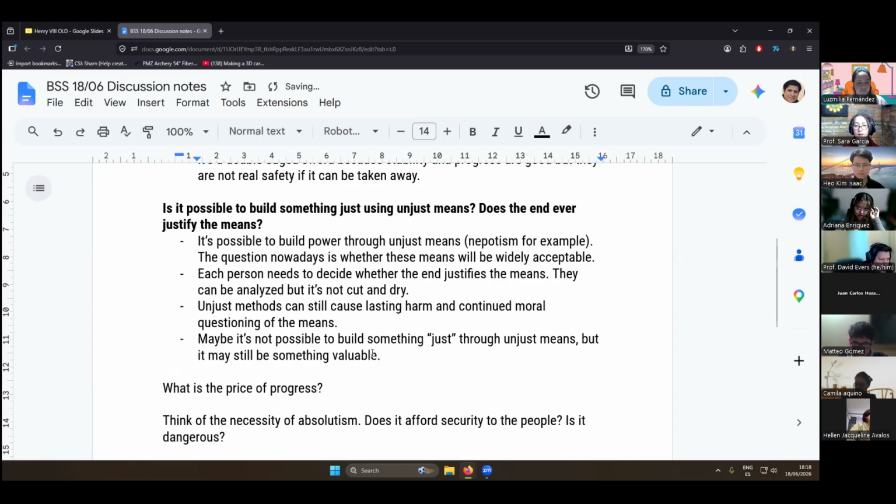All right, and therefore, even if it was built through unjust means, it might still be worth preserving in a way. Isaac, yes, go ahead.